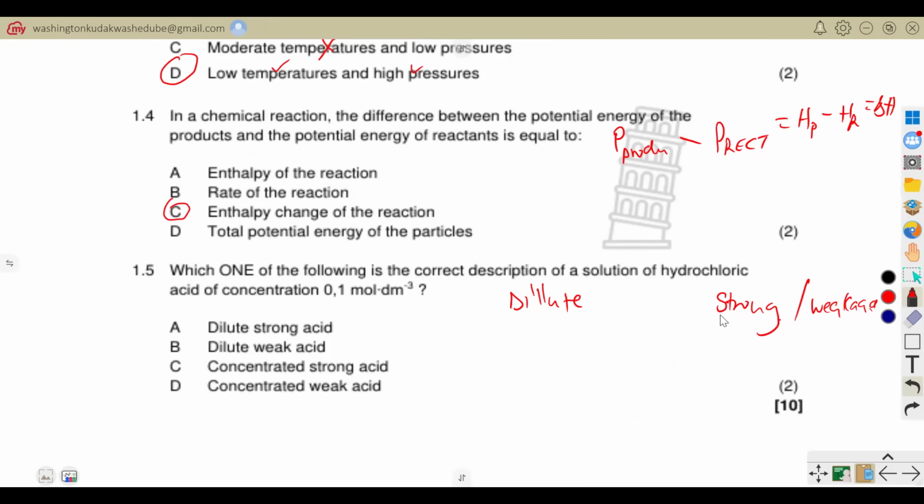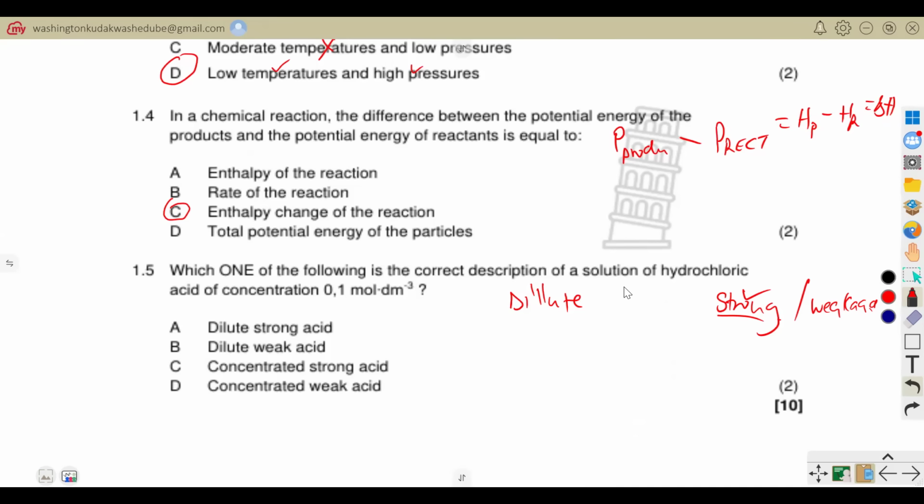So we know that hydrochloric acid is a strong acid. And other examples of strong acids are sulfuric acid and nitric acid. And then examples of weak acids are acetic acid, which is vinegar, benzoic acid, and citric acid. So those ones are your weak acids.